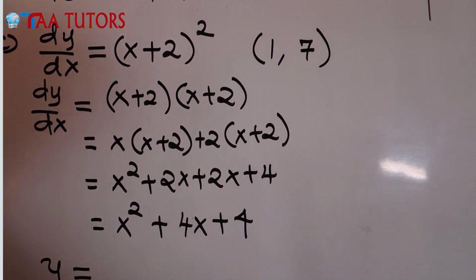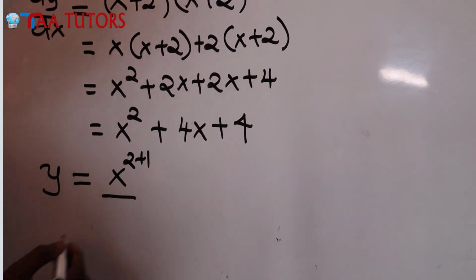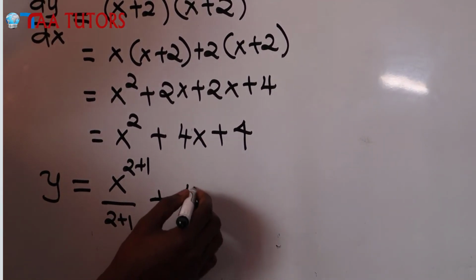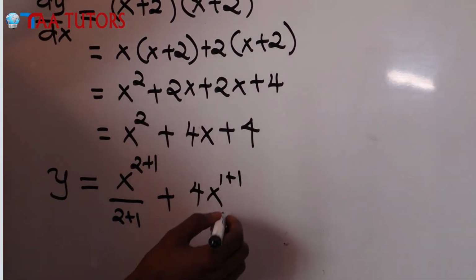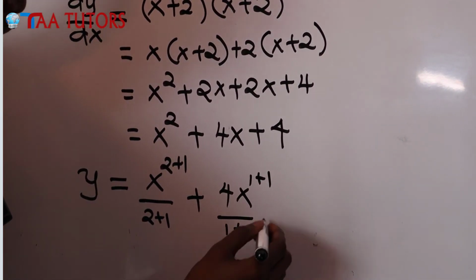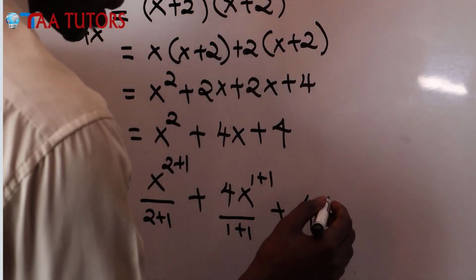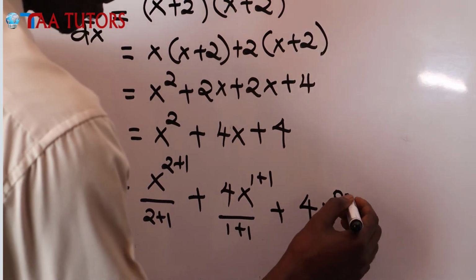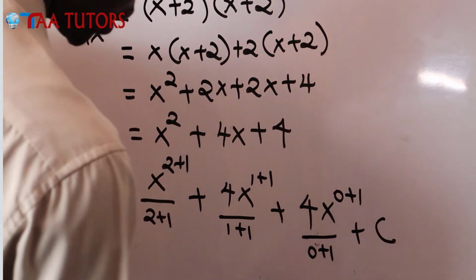y will be now x to the power 2 plus 1, 2 plus 1 here, plus 4x, and x is the same as x to the power 1, then plus 1, 1 plus 1, plus 4. And we say that any constant is the same as that constant times x to the power 0, then plus 1 over 0 plus 1, then plus c.